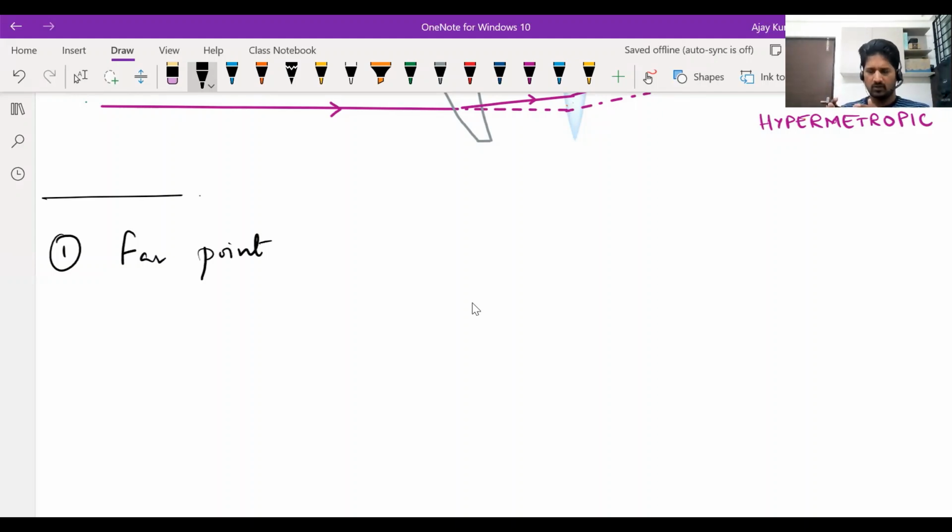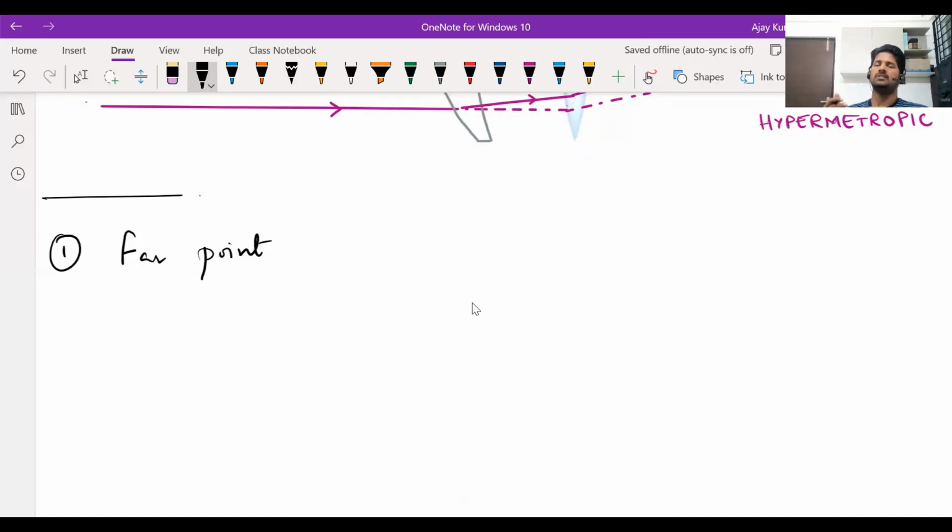For a non-defective eye, the far point is infinity. In fact, it is very relaxing for the eye to see objects which are far away, because there won't be much stress on the ciliary muscles. There won't be much stress on the eye lens. It will be in a relaxed position when the object is at infinity. The image forms at the focus, it forms on the retina. That's the relaxed position of the eye actually.